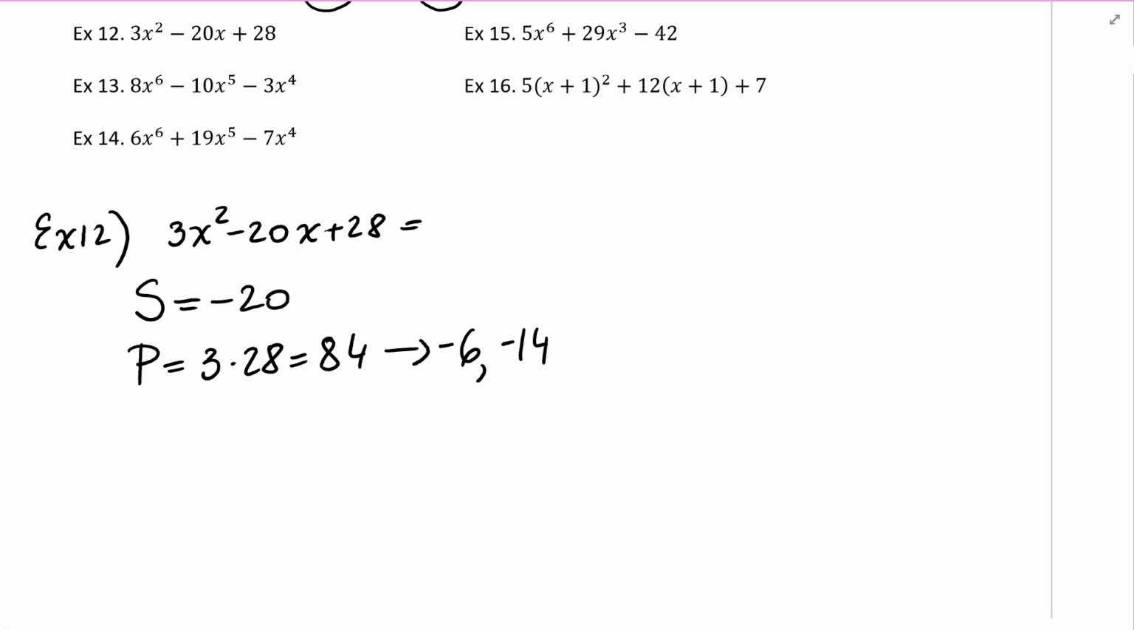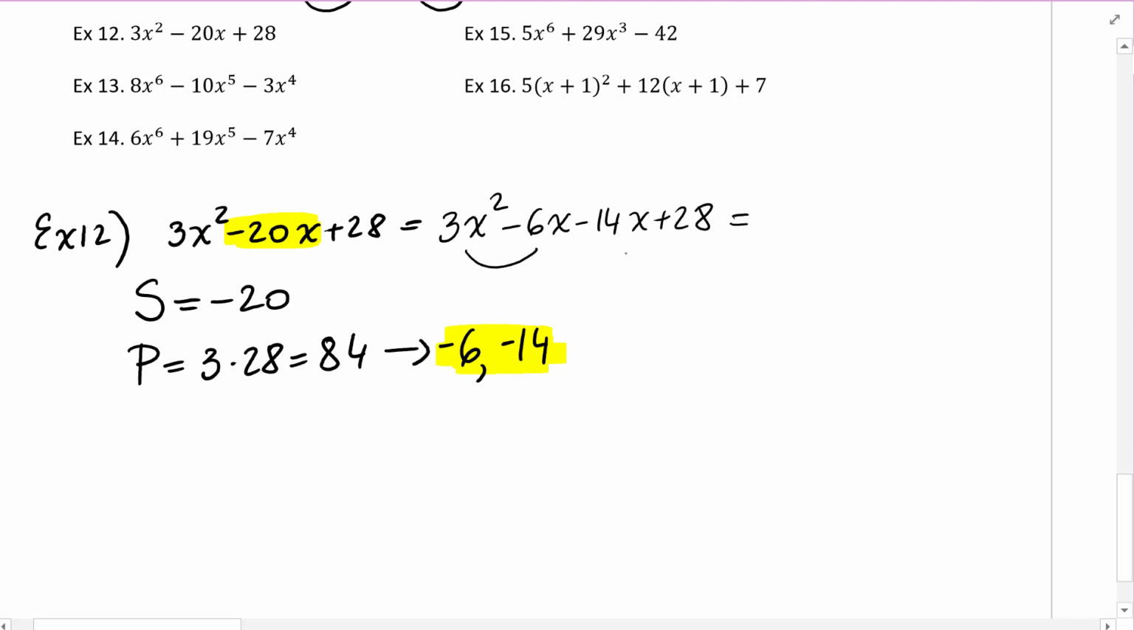So that means the middle term, which is negative 20x, is going to be written using these two. So we get 3x squared minus 6x minus 14x plus 28. We ended up with 4 terms, and we group them. Between the first two, the common factor is 3x, so we get 3x times x minus 2. And between the last two, it's negative 14. We want to factor out the negative as well, and we get x minus 2.